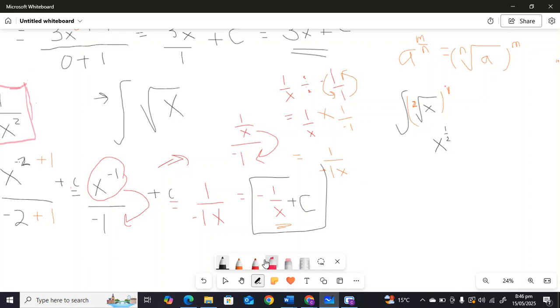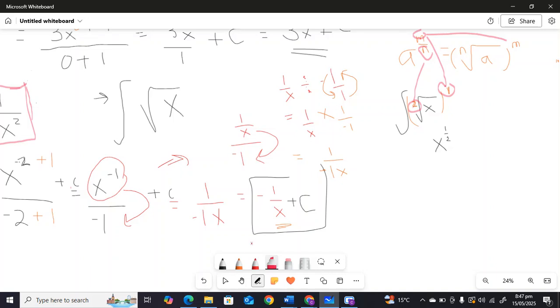If you look on top here, this n, think of it as this 2 here. Then this m here, think of it as this 1 here. So it becomes x to the power 1 over 2. So anytime you see a square root, and maybe they're telling you to differentiate or to integrate, automatically just know that that square root becomes x to the power half. Okay, colleagues?